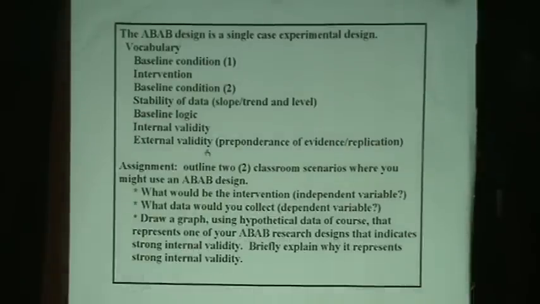for external validity. Well, here's a little assignment for those of you that are working with me. Outline 2 classroom scenarios where you might use an ABAB design, just roughly outline. What would be your intervention or your independent variable? What would you collect data on, your dependent variable? And then draw a graph using hypothetical data that represents one of your ABAB research designs that indicates strong internal validity. And then briefly explain why it represents strong internal validity.